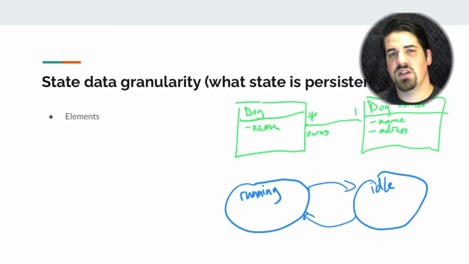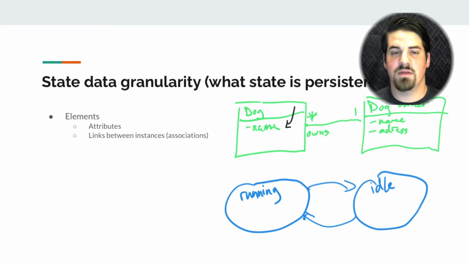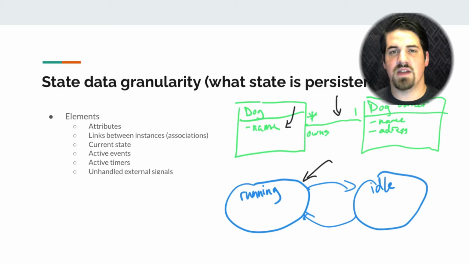The next major decision you need to make is exactly what data you need to be persisted. Not every system persists everything, but certain parts of the state. For example, attributes can be persisted, and they can be selectively persisted. Links between instances and associations can be persisted. The current state of each instance can be persisted, as well as in-flight timers, events, and messages coming from outside the system.